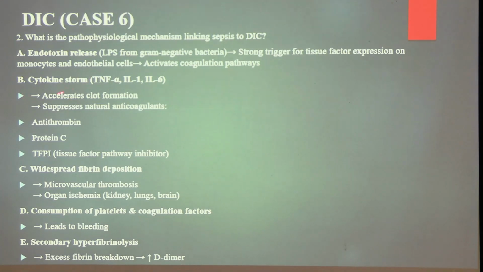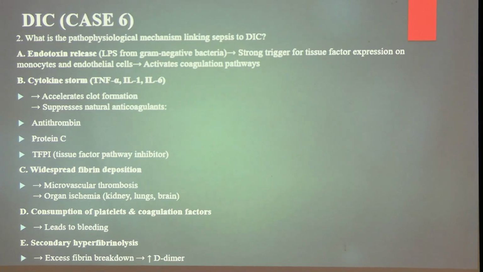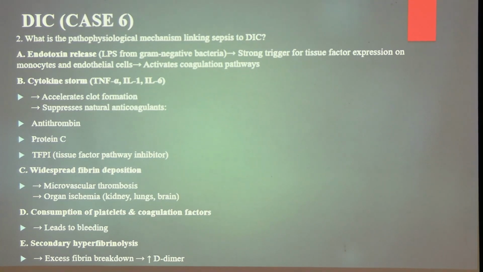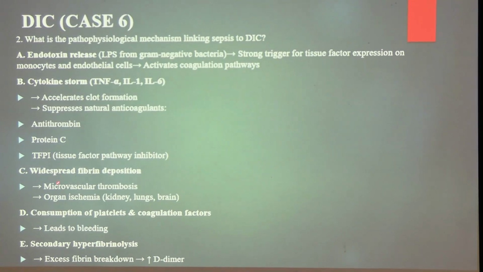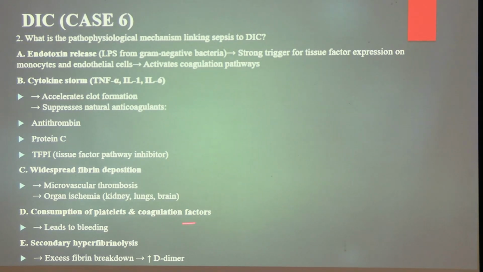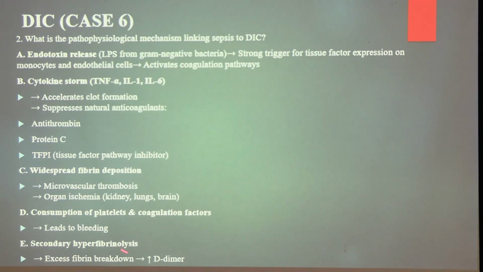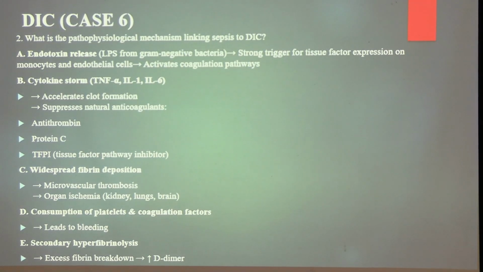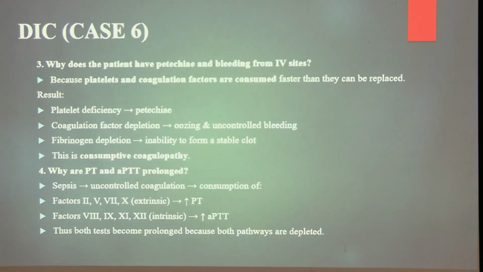Then the other thing is cytokine storm. What are the cytokines? You have studied in blood and immunity. There are so many types of cytokines, and they are also elevated in cases of inflammation or infections. Then there is fibrin deposition, then consumption of platelets and coagulation factors. This is the pathology of why bleeding develops. These are the causes.